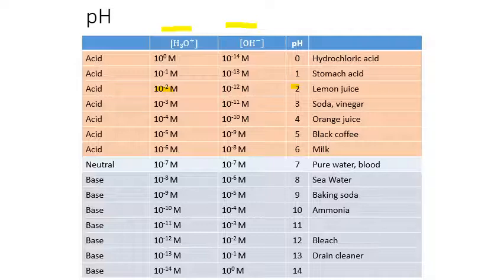So you can see that samples with pHs from 0 to 7 are acidic. Samples with a pH of 8 or higher are basic. And a sample with a pH of 7 is neutral. And then we gave some examples too. So think about different materials that you might have come across.